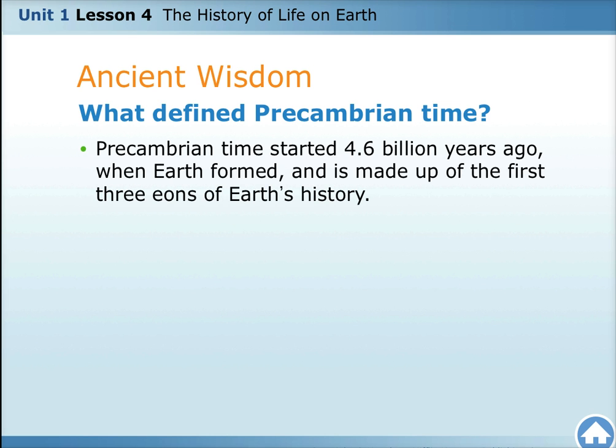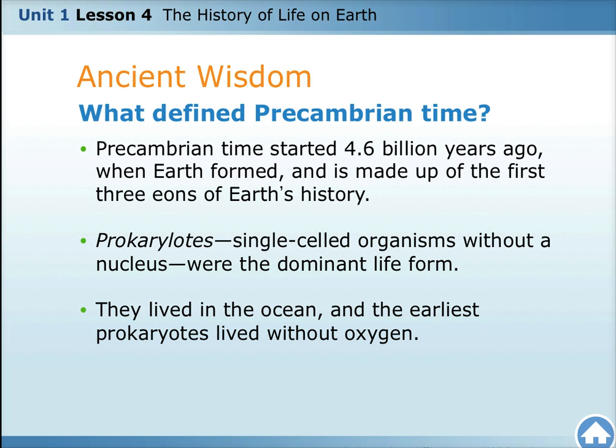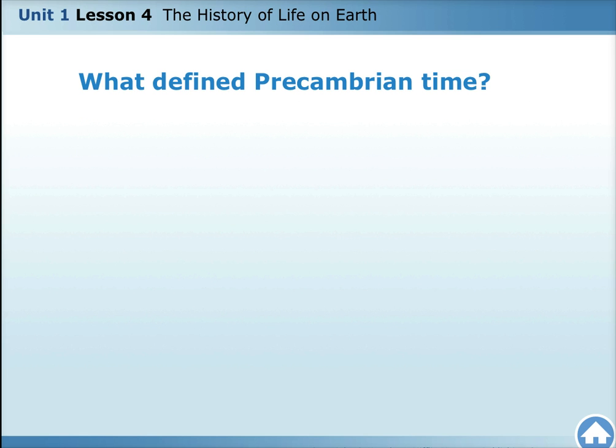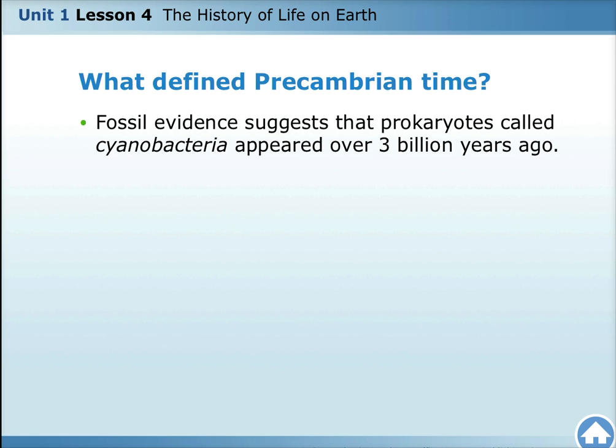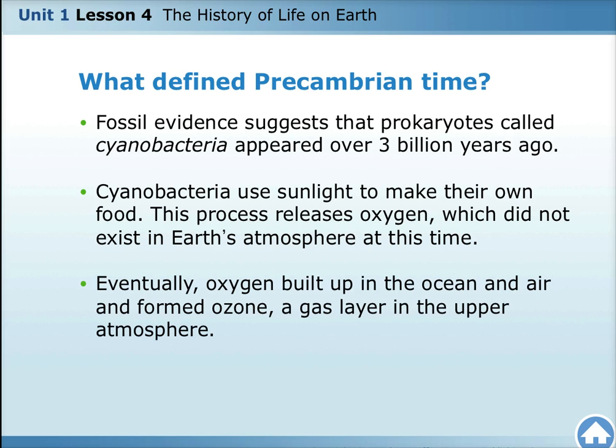On page 44. Precambrian time started 4.6 billion years ago when Earth formed and is made up of the first 3 eons of Earth's history. Prokaryotes, single-celled organisms without a nucleus, were the first dominant life form. They lived in the ocean, and the earliest prokaryotes lived without oxygen. Fossil evidence suggests that prokaryotes called cyanobacteria appeared over 3 billion years ago. Cyanobacteria use sunlight to make their own food. This process releases oxygen, which did not exist in Earth's atmosphere at this time.